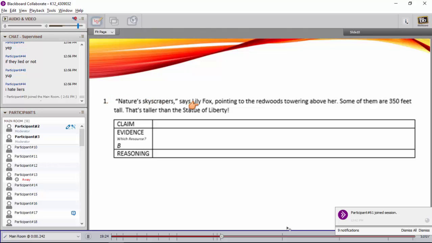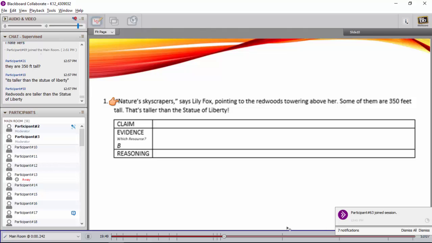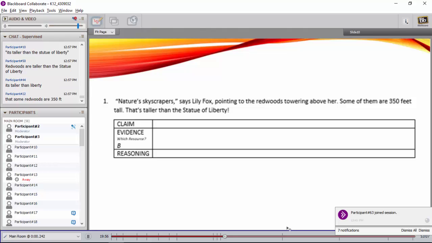Nature's skyscrapers, says Lily Fox, pointing to the redwoods towering above her. Some of them are 350 feet tall. That's taller than the Statue of Liberty. So what claim did our author make in this sentence? What do you guys think? You can write it in the chat. What claim did the author make in this sentence? And we're going to do this first one together.